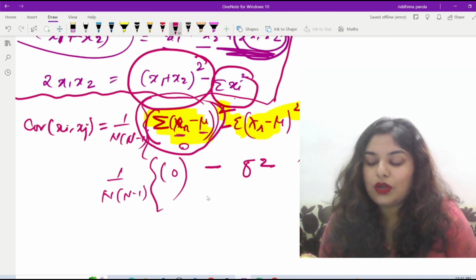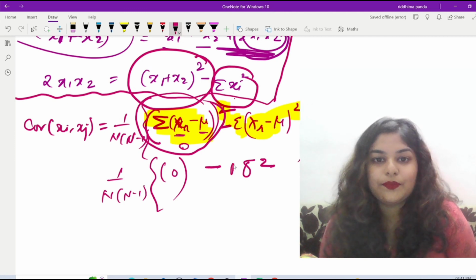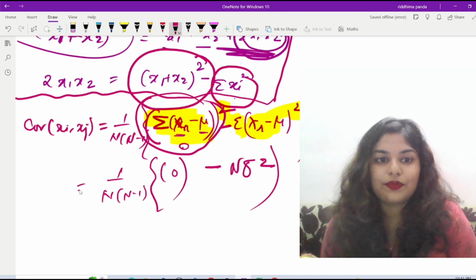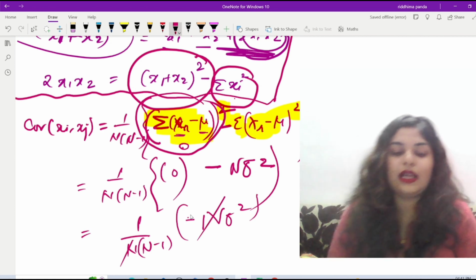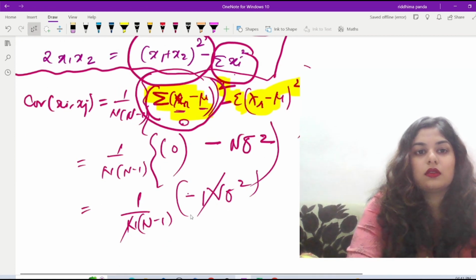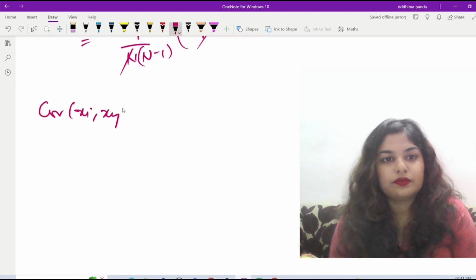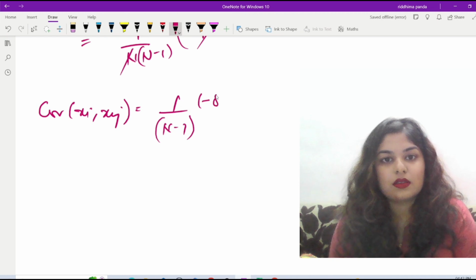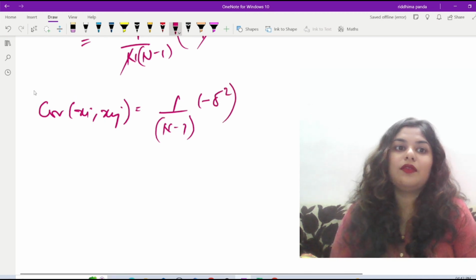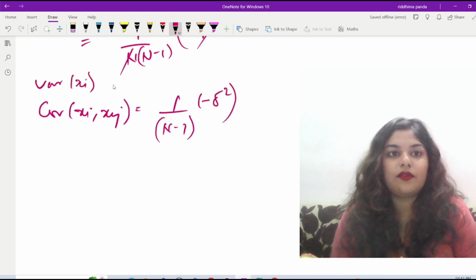So now what we have got here is basically the following answer. That is 1 by n into n minus 1 into minus of n sigma square. So n gets cancelled. So the value of covariance that we have got is 1 by n minus 1 into minus sigma square. Now we will put the value of, and variance of xi we have already calculated above, that is sigma square.